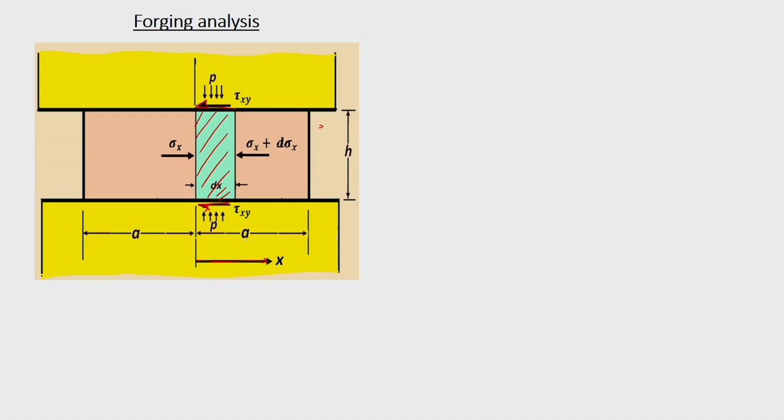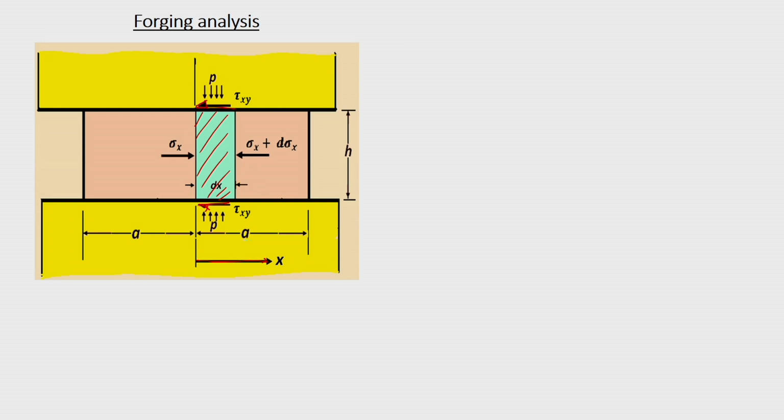Let us assume that the material deforms under plane strain condition. There is no barreling. For the time being, for this analysis, let us assume that barreling is not there, and this workpiece is a plate of uniform thickness h. So, these are our basic assumptions: one is plane strain condition, the material is a plate of uniform thickness, and there is no barreling during the deformation.